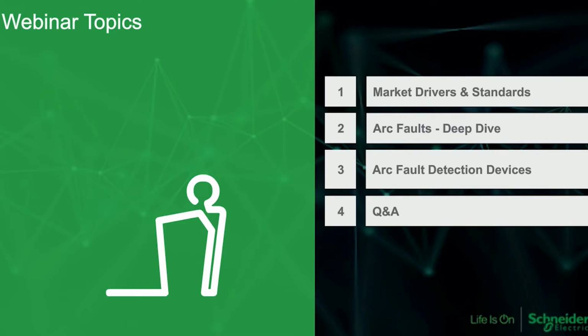So let's look at the topics that we'll be covering during this webinar. We will firstly look at the market drivers and how the standards have changed to meet this requirement around arc fault detection. We'll then deep dive into the topic of arc faults and understand better the technology that is available to help with fire prevention in specific installations. And then we'll finish off the webinar with a Q&A session at the end.